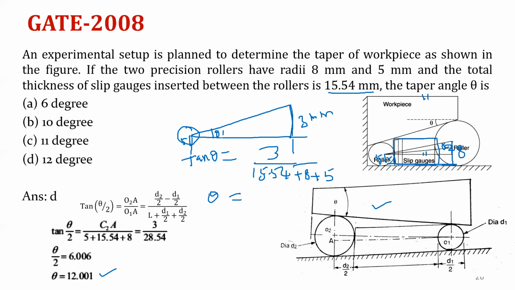12.001. Actually it is theta by 2. So you will get theta by 2 is equal to 6.006. So this angle is theta by 2, and this angle is theta. Therefore theta is equal to 12.001 degree. So by using this formula, we can calculate the angle. So the correct option is D.